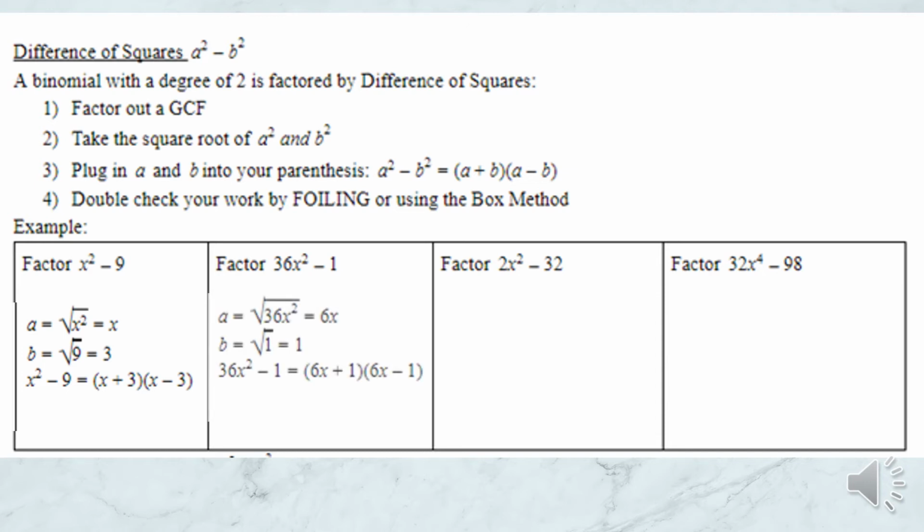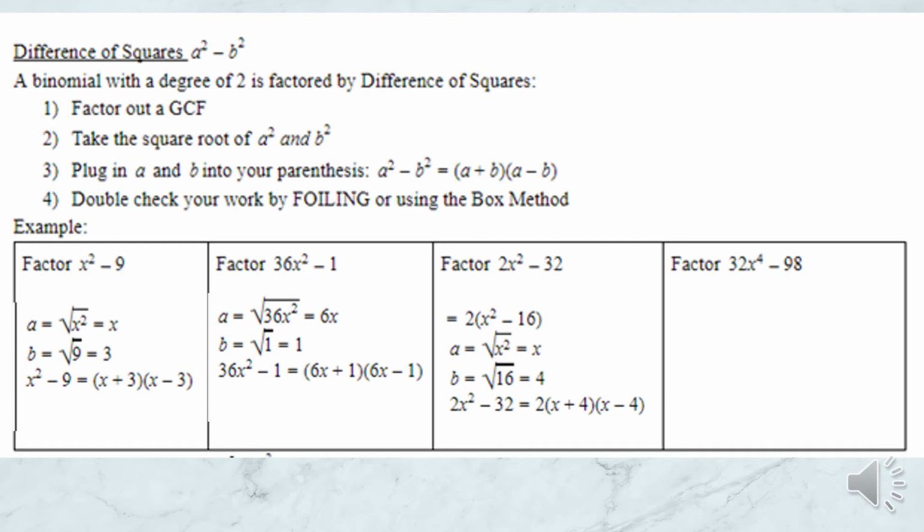In the second one, we have 36x squared minus 1. Again, both of those are perfect squares, so we do not have a GCF. We take the square root of each, and we get a to be 6x and b to be 1. We plug those into our a plus b, a minus b equation to get 6x plus 1 times 6x minus 1.